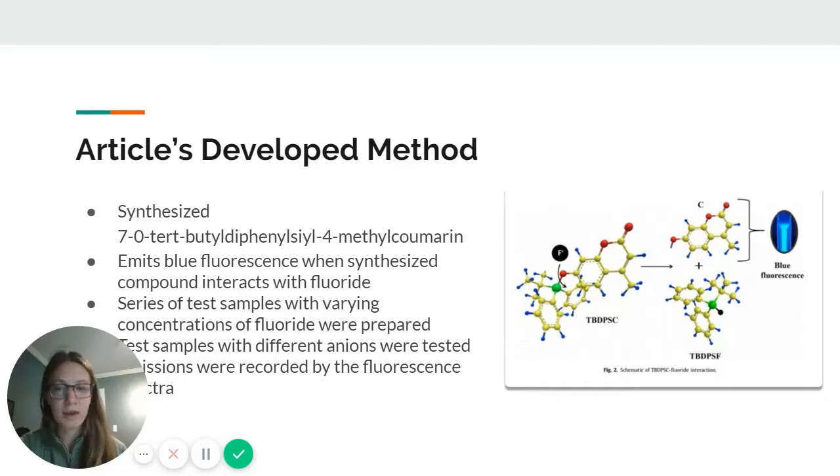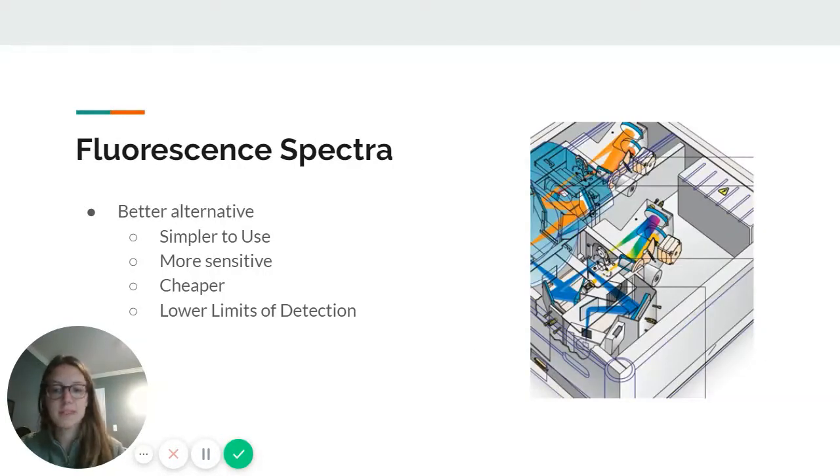In the experiment, a series of test samples with varying concentrations of fluoride were prepared, and the synthesized compound was added to each. Test samples with different anions were also prepared to see if this method had high selectivity for just fluoride, and then the emissions were recorded by the spectrofluorometer. And the spectrofluorometer was determined to be simpler to use, more sensitive, cheaper, and have lower limits of detection.